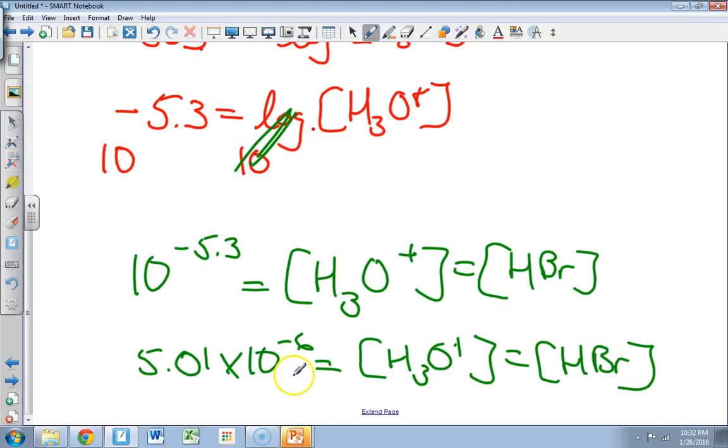And now this is concentration, so this is in molar. Make sure you get your units down right. Okay, and so that's how we use the pH formula to calculate the pH of strong acids and strong bases.